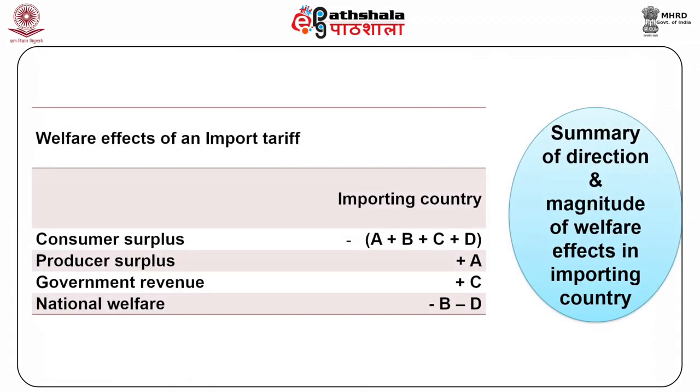The table shows the summary of the direction and magnitude of the welfare effects to producers, consumers and the government in the importing country. The tariff effects of a small country are as below. Importing country consumers. Consumers of the product in the importing country are worse off as a result of the tariff. The increase in the domestic price of both imported goods and the domestic substitutes reduces consumer surplus in the market. The magnitude of the change in consumer surplus is shown as A plus B plus C plus D.